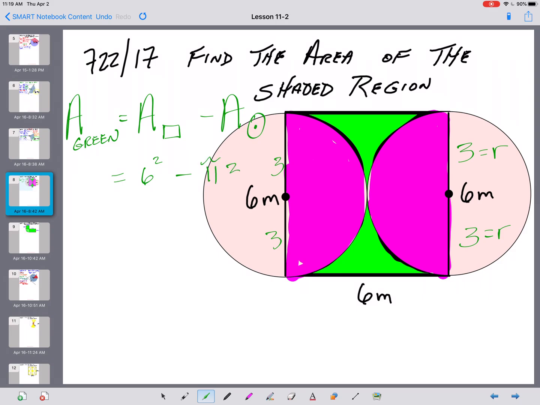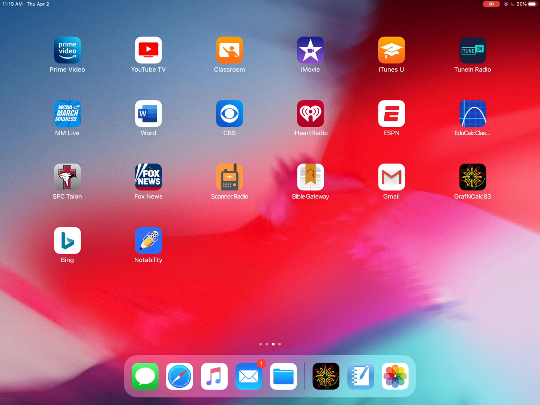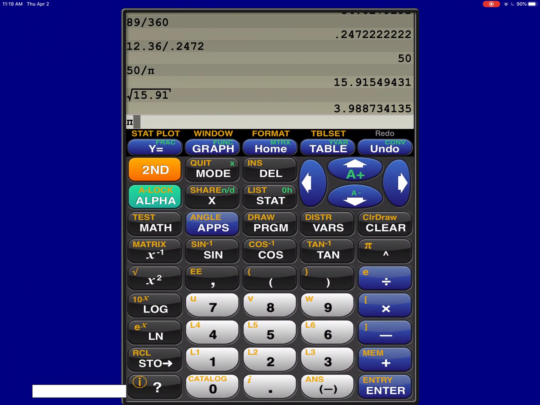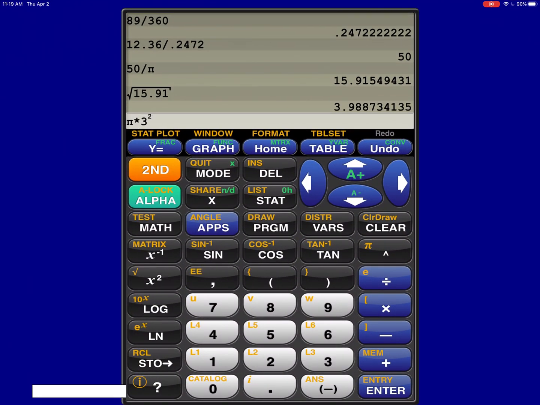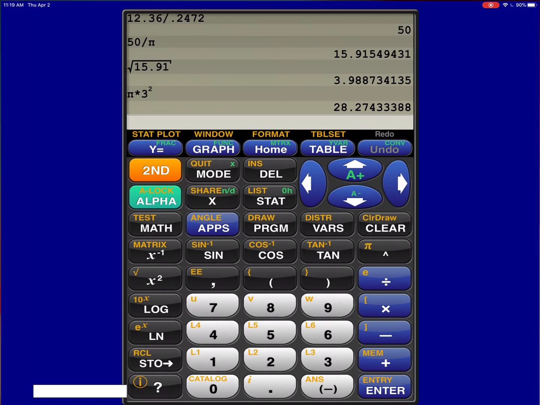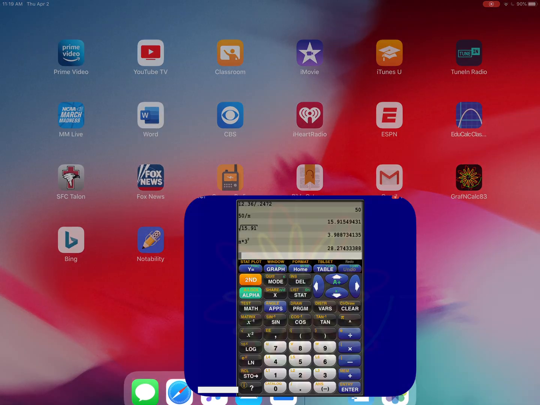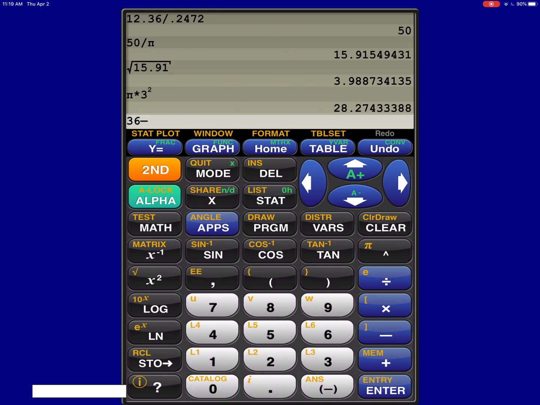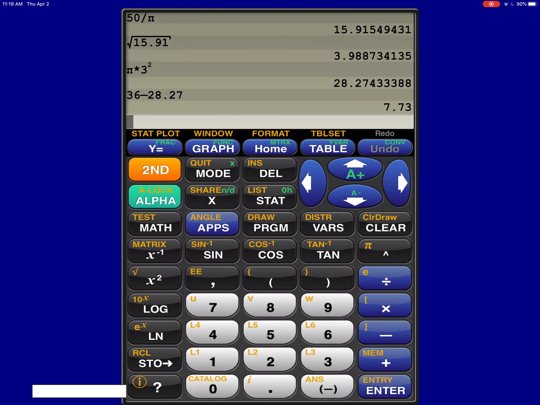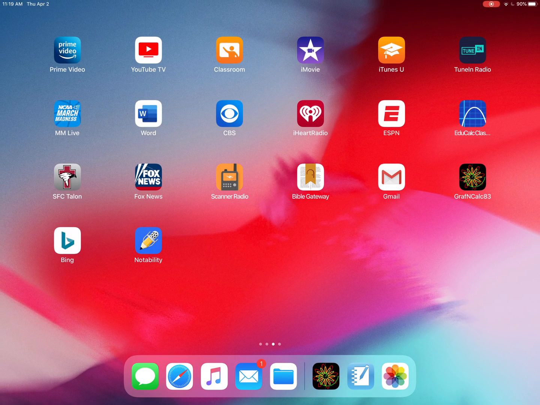Here it is. Pi 3 squared. So here's what we got. 6 squared. That's the area of the square. That's 36. Minus pi 3 squared. Let's go ahead and do that. Okay, we got a pi times 3 squared. Nice. 28.27. Let's subtract 36 minus that number. Okay, 36 minus 28.27. Boom, we got our green area, 7.73.